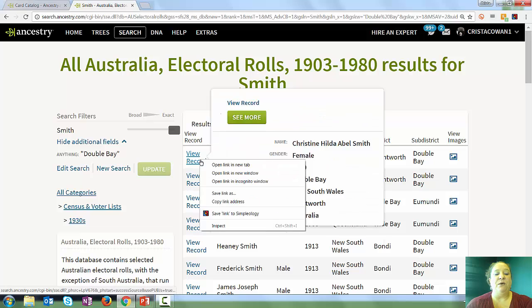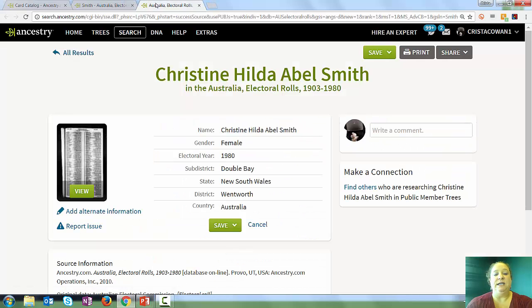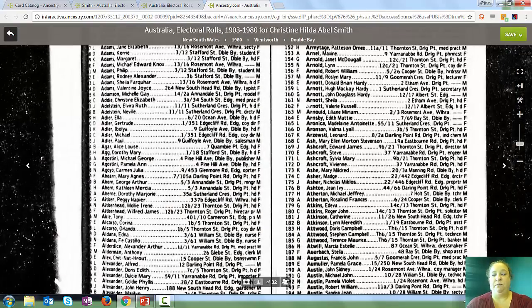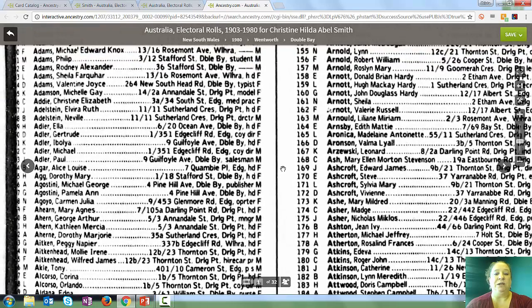Now, one of the things I want to point out here has to do with the women. This woman's name is Christine Hilda Abel Smith. But when I go to the image, what you're going to notice is I'm actually on the A's. This is the page for the A's. Well, that's because everybody is listed with their complete name.